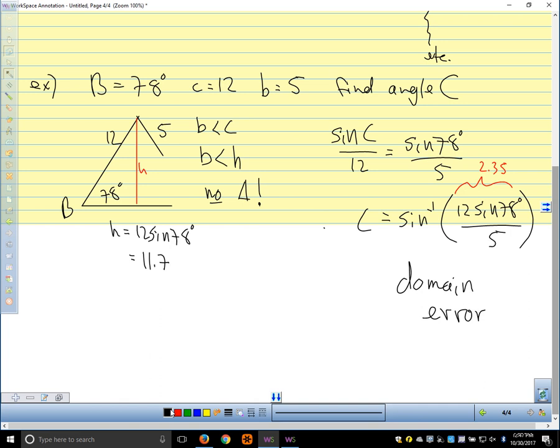So domain error is your calculator trying to give you a message that there's something going on, something fishy going on with that triangle.